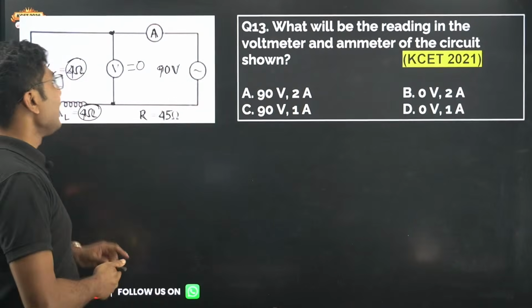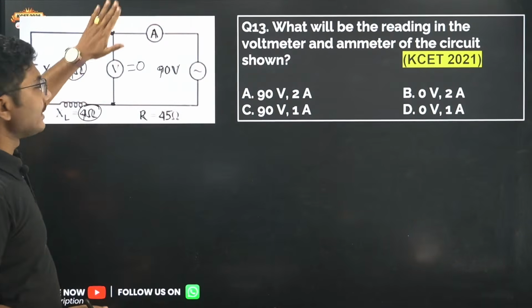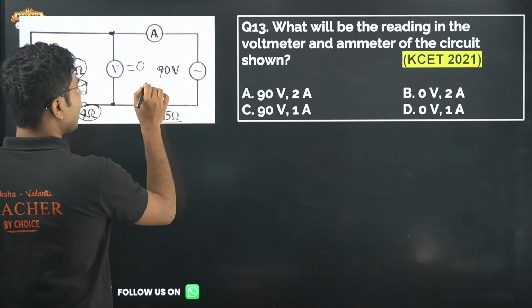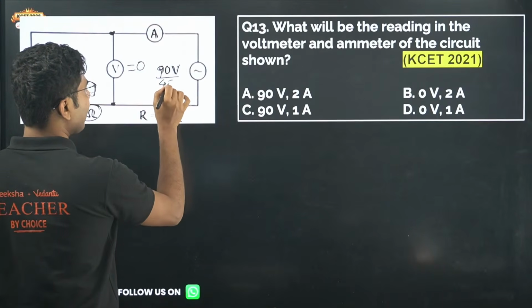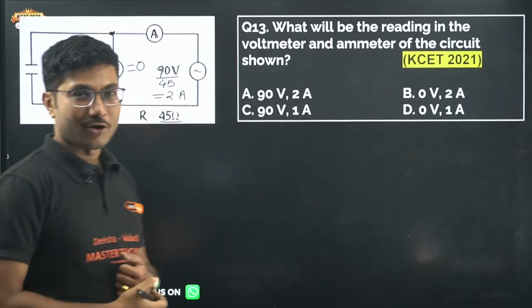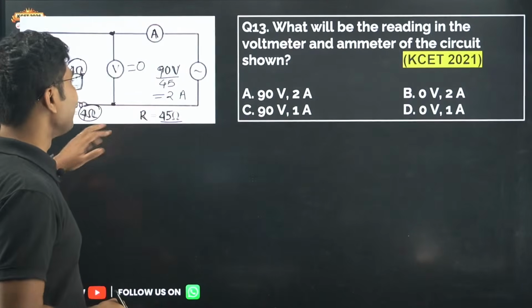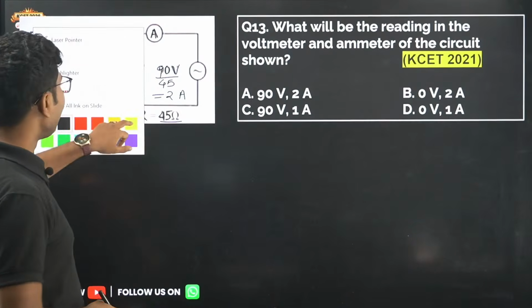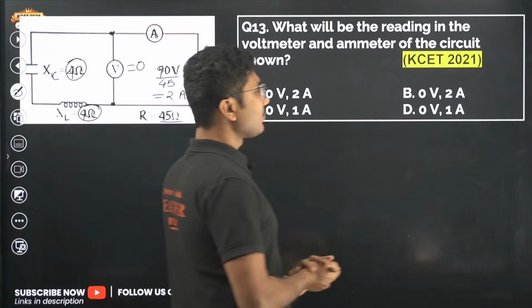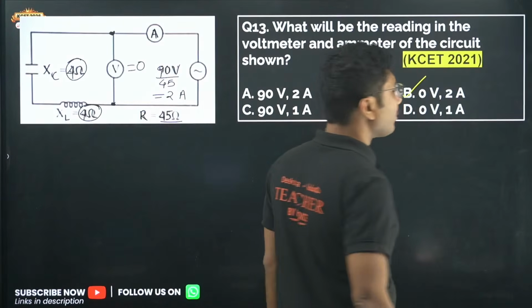What about current? In the circuit, since it is completely resistive, the resistance is 45. So the current in the circuit is given by 90 by 45, so that is 2 amperes. Even though I said this is a non-calculative question, you need a very small calculation to find the current, 90 by 45, which is easy. So the correct answer is 0 volt, 2 ampere.